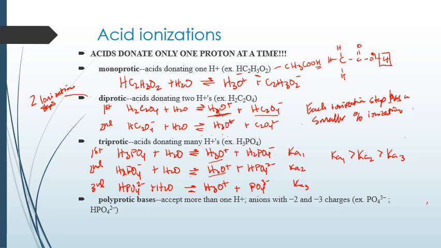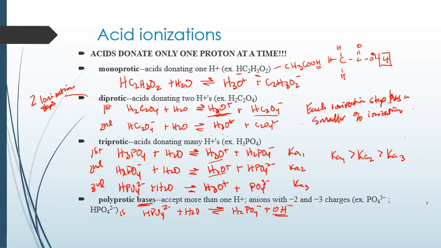Finally, a polyprotic base. These are going to accept more than one hydrogen ion. Anions with a -2 or -3 charge are examples. So if we're just going in reverse, and I'll just do the HPO4 2-, and I react that with water, now it's going to go in the reverse to where I'd have H2PO4- and OH-. Again, it is a base, so it's going to produce OH- ions in the solution.